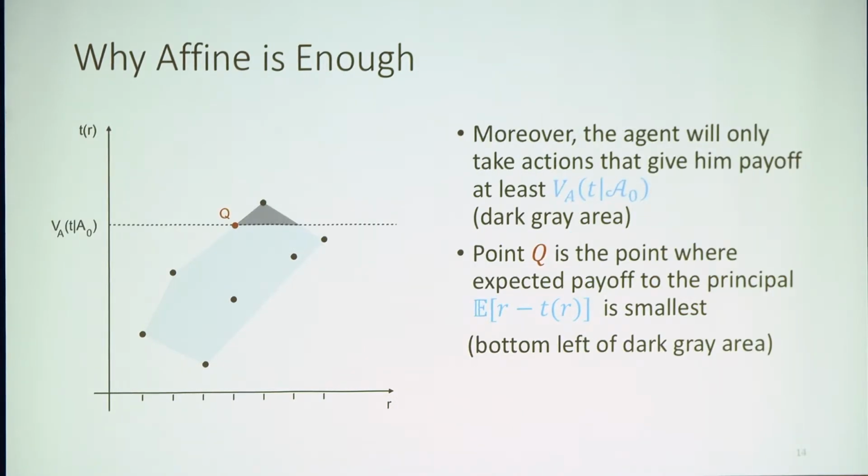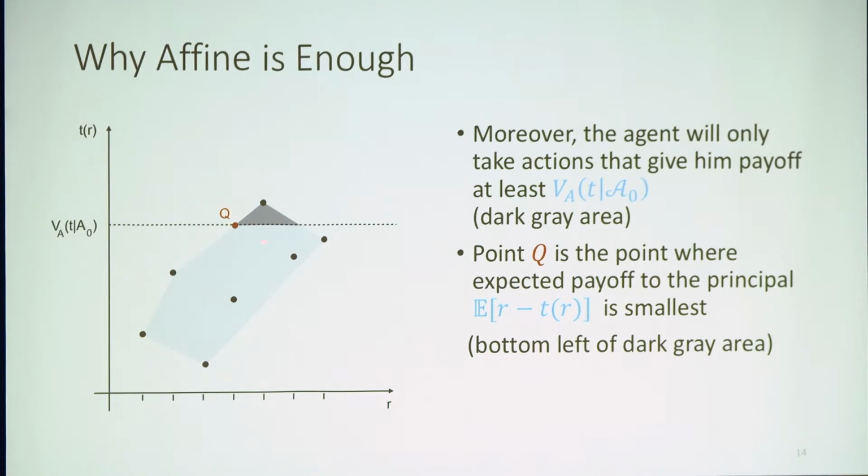Moreover, I told you about this reserve agent utility. So agents will only, of course, accept actions that give them at least this payoff. In this picture, this would translate into some kind of lower bound or floor below which you won't accept any points. So that's the dashed line. So we're looking at this dark gray area.